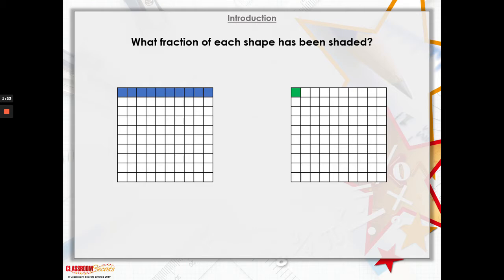Okay, so my question to you is, what fraction of each shape has been shaded? Now, just so you're not counting all the squares, my clue is these are 100 squares. So imagine it's all one chocolate bar and I have chopped it into 100. So you recognize these as 100 squares. So just to already figure out a bit of a clue for the denominator, this is 100 square. Okay, so pause the video and try to work out what fraction of each shape has been shaded. Pause the video now and come back to me when you think you have the answer.